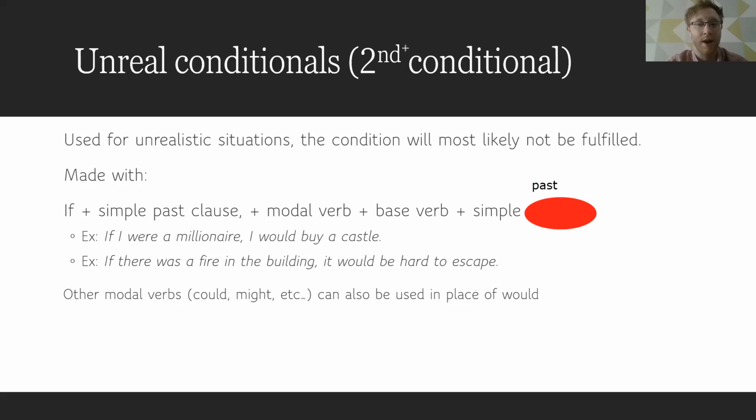So if I were a millionaire, so we have the if statement, and then the simple past clause. Here's the verb were, simple past. I would buy a castle. So if I were a millionaire, I would buy a castle. So yes, here we have the modal verb and the base verb. And here there is no simple past. You will not always see the simple past.